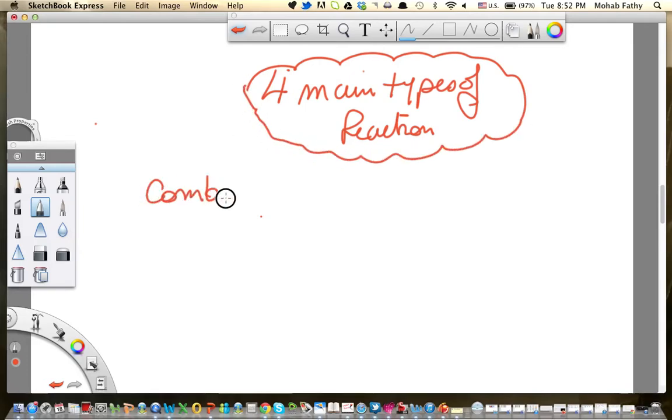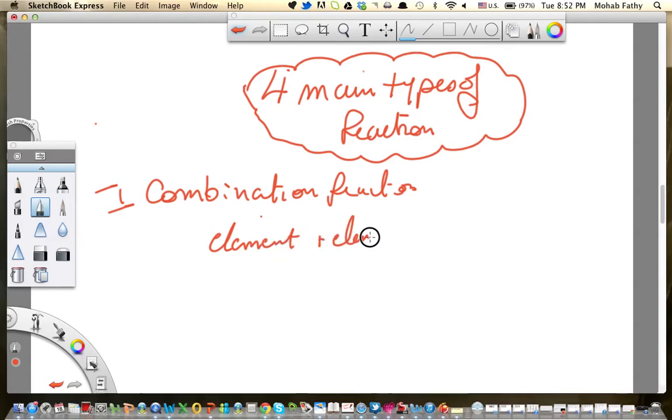So it's called combination reaction. Like a combination reaction, this is the first type of reaction. Okay. So the first type of reaction is combination reaction, and combination could be between an element and element, element plus element, okay, or it could be between element and compound.